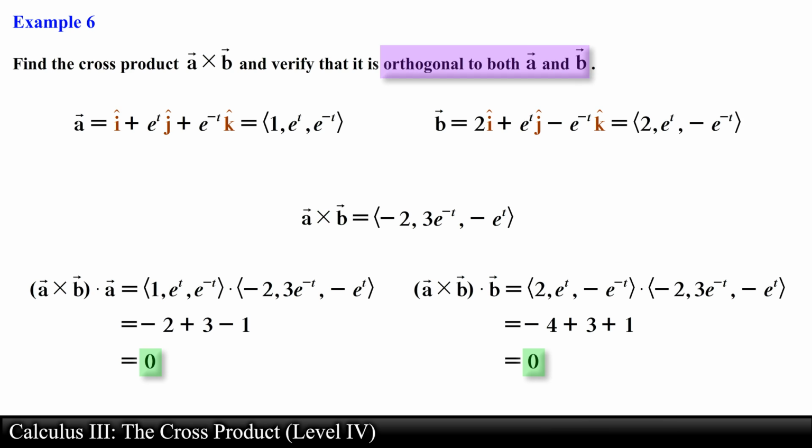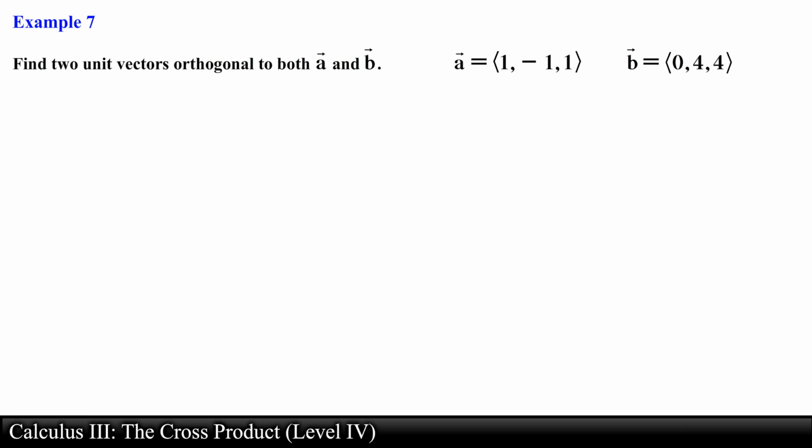Hence, vector A crossed with vector B is orthogonal to both vector A and vector B. Alright, let's try the next example. Find two unit vectors orthogonal to both vector A and vector B.